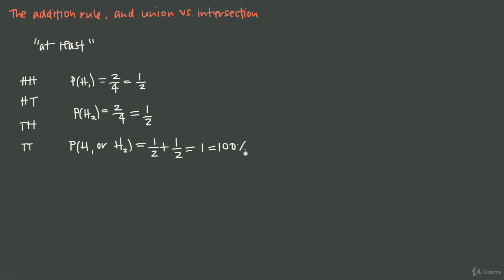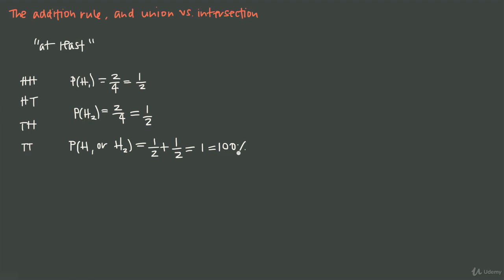But I know that's not true. Saying the probability that I get heads on the first flip or heads on the second flip, or at least one heads, is not 100% because, of course, I know that I could get tails tails. I could get tails on both flips. So if I can get tails on both flips, of course, that means that the probability of getting at least one heads can't possibly be 100%. So where did we go wrong here?